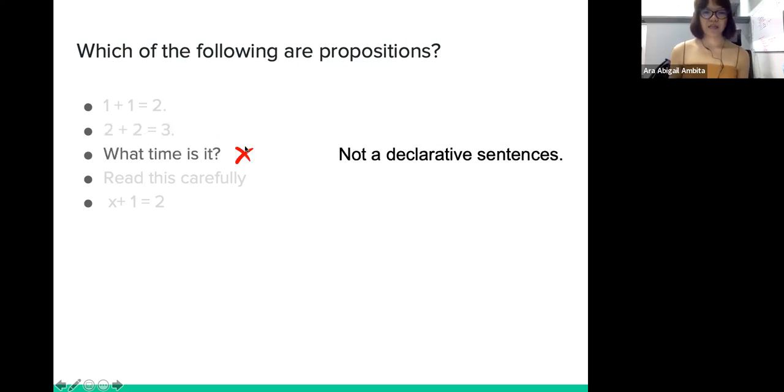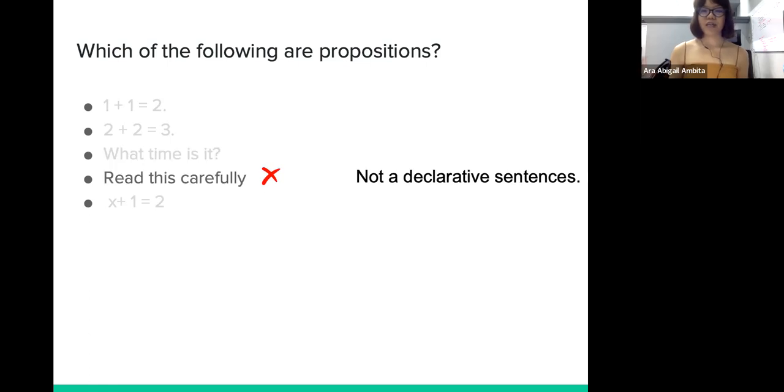So, what time is it? It is not a proposition. Why? It is not a declarative sentence. It is a question rather, so it doesn't have a value of true or false. Read this carefully. It is also not a declarative sentence. It is a command, okay? And a command can be neither true nor false.